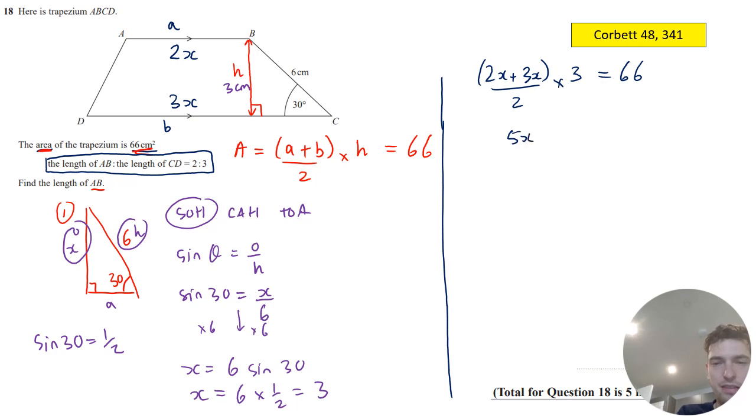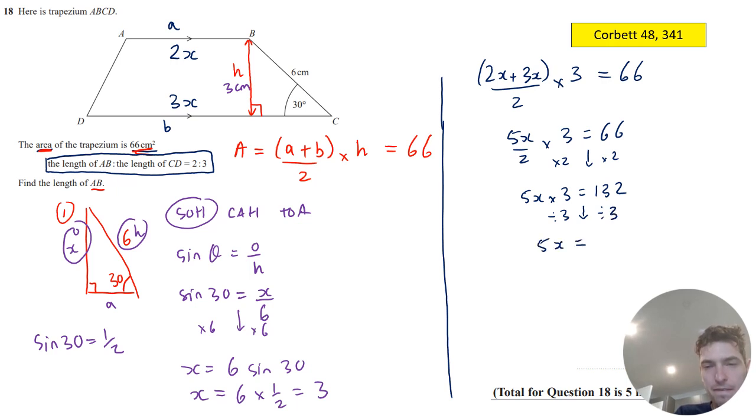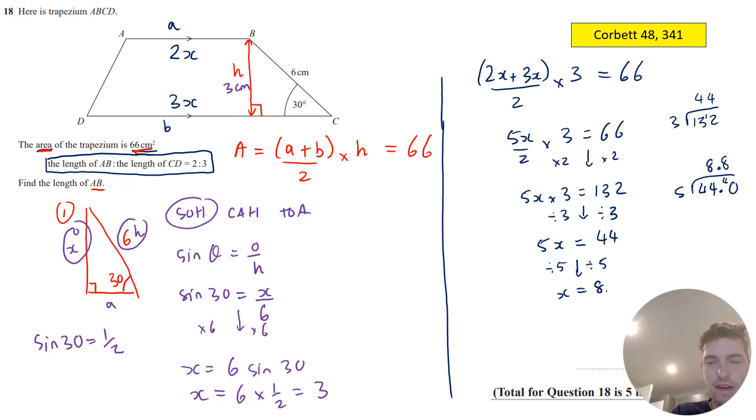So now I've got an equation with x's in that I can solve. 2x plus 3x is 5x. And let's times by 2. Let's divide by 3. And then divide by 5. So I found my value of x, which is 8.8.